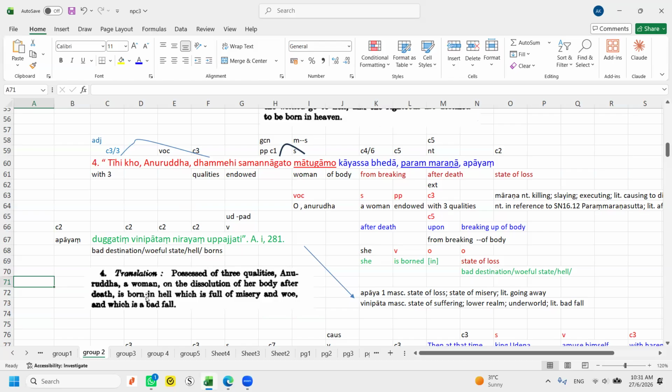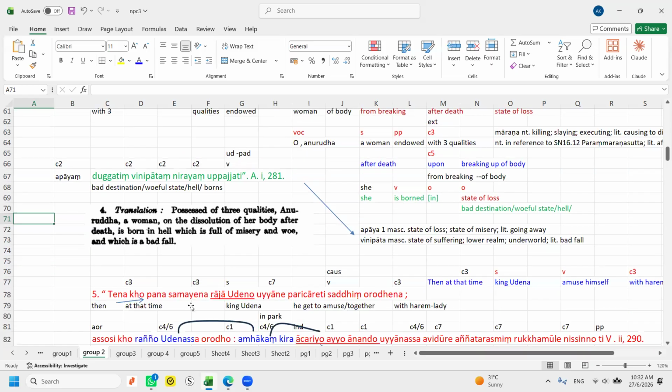Then he says, she is born in hell, which is full of misery, woeful, and which is bad. You can translate in whatever way you think. There is no fixed way of translation. Any question up to this juncture? This one is usually the stock phrase that occurs in many of the suttas.